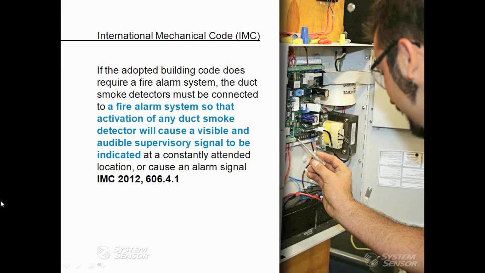And sending a signal to the fire alarm control panel is considered sending a signal to a constantly attended location. In some cases, duct smoke detectors may be wired for an alarm, but that really is not typically the case, so they're usually wired for a supervisory signal.